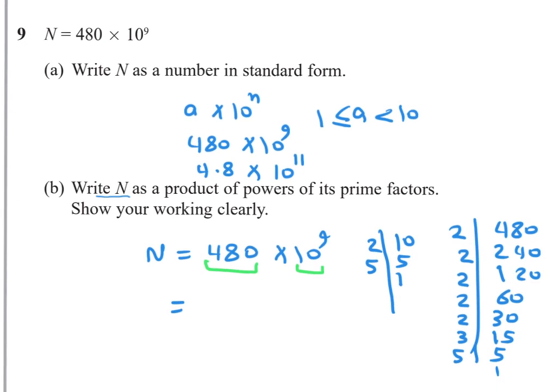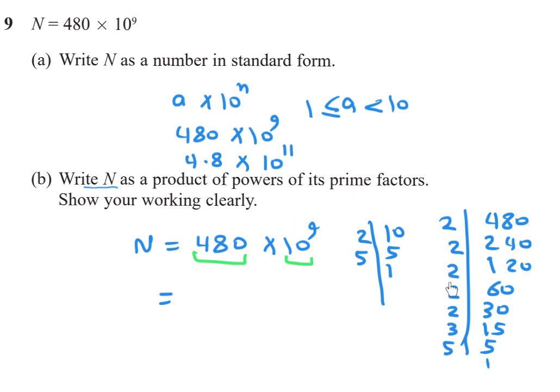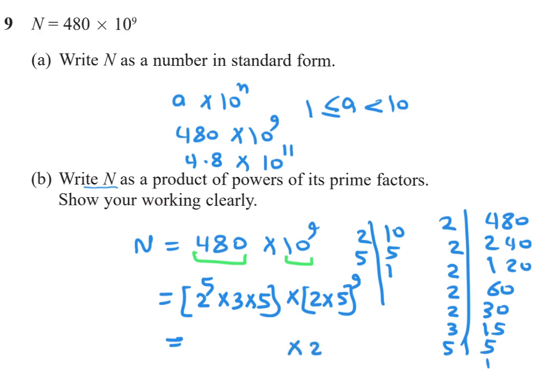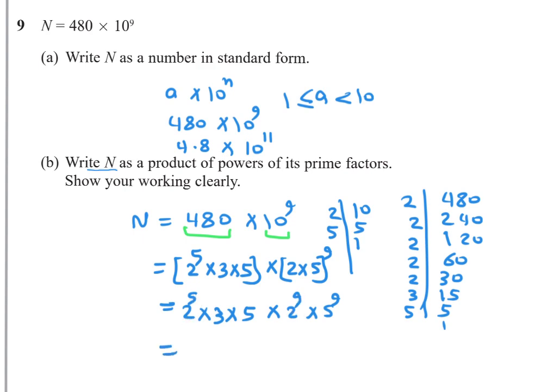So now we can write n as, for 480 we have 2 power 5 multiply 3 multiply 5. This is for 480. Now for 10 we have 2 times 5 all power 9 because 10 power 9. Now distribute the power. So 2 power 9, 5 power 9. And for 480 we have 2 power 5 multiply 3 multiply 5. Now 2 power 5 times 2 power 9 is 2 power 14, and we have 3, so multiply 3. 5 power 1 times 5 power 9 is 5 power 10. So this is the prime factors of n.